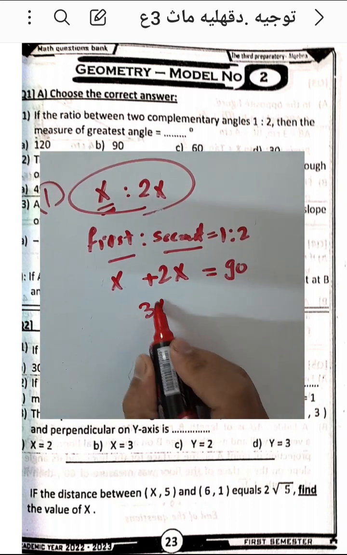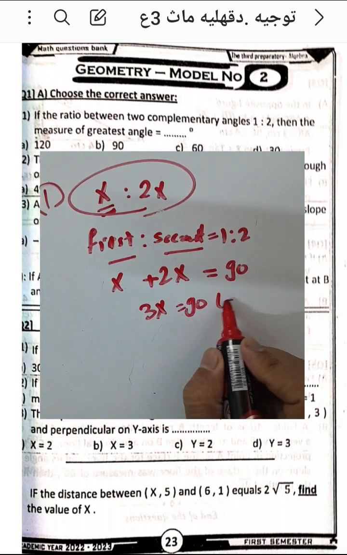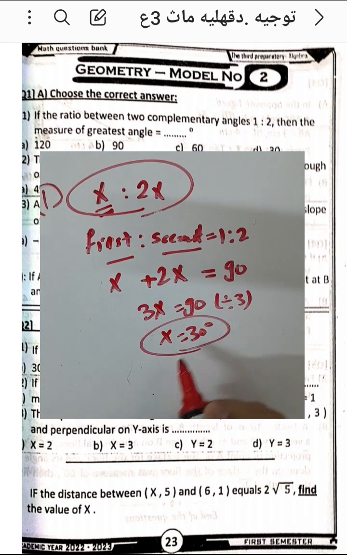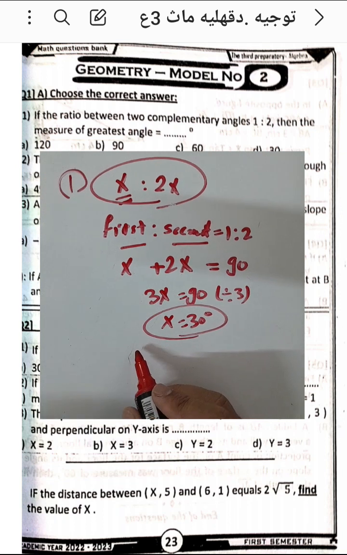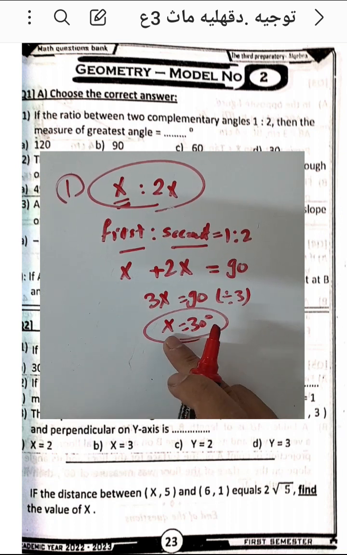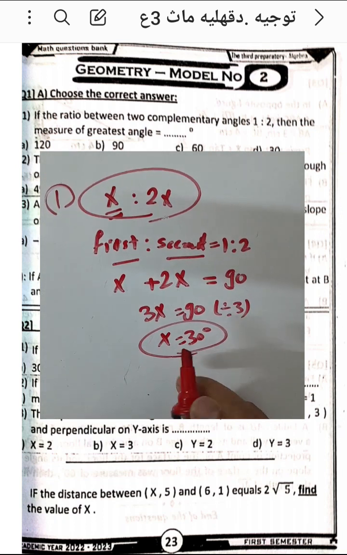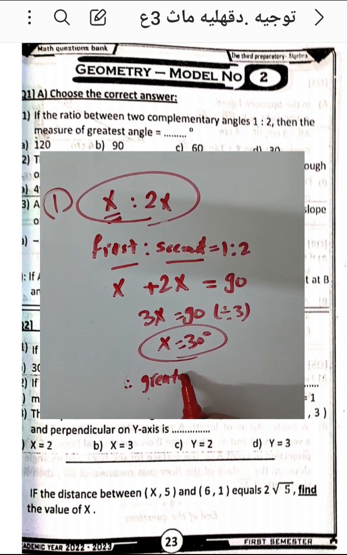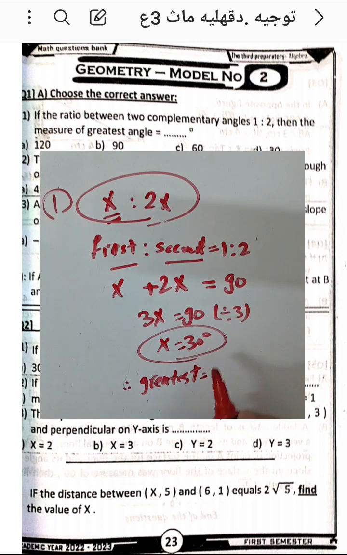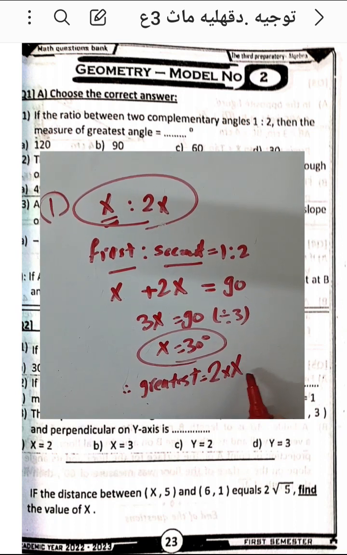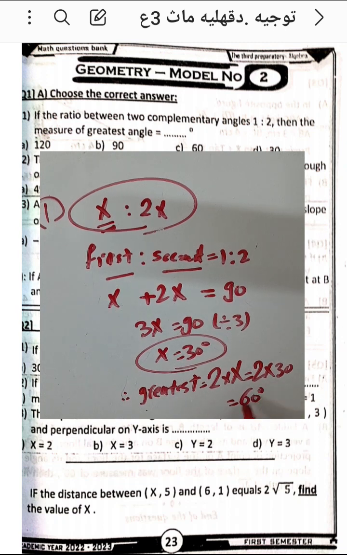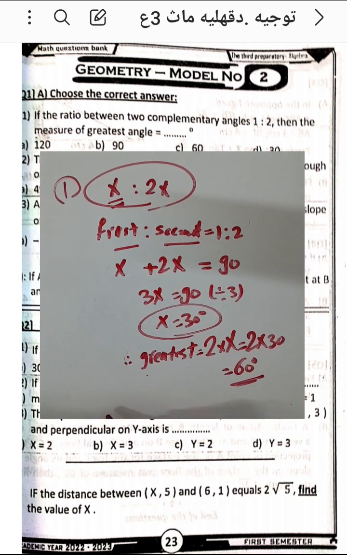Then 3x will be 90. We divide by 3, then x will be 30 degrees. x represents the smallest angle, and he wants to find the greatest angle. Then the greatest angle will be 2x, 2 times x. 2 times 30 will be 60 degrees. The result will be 60 degrees.